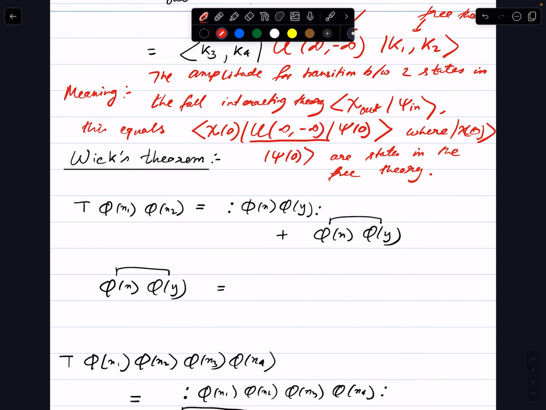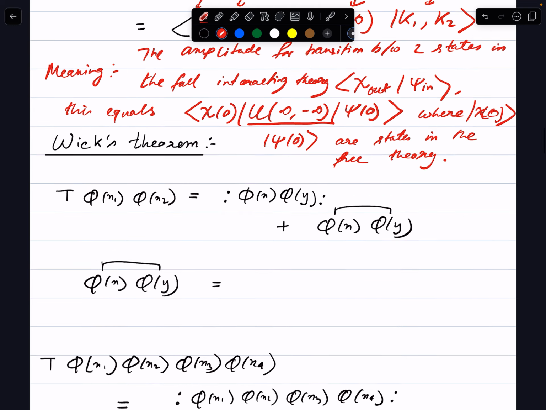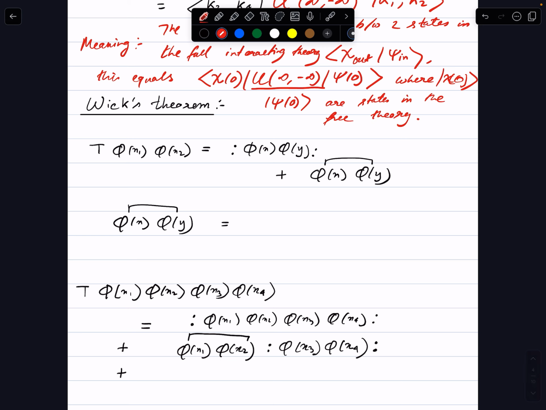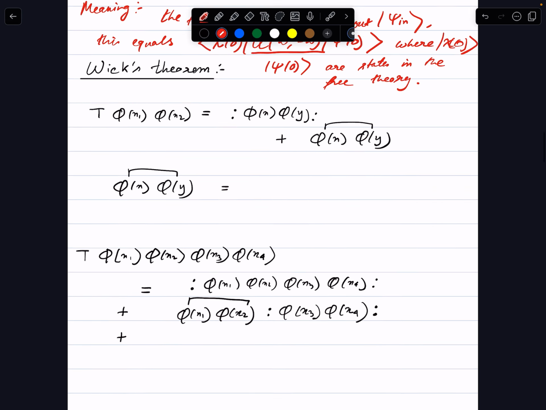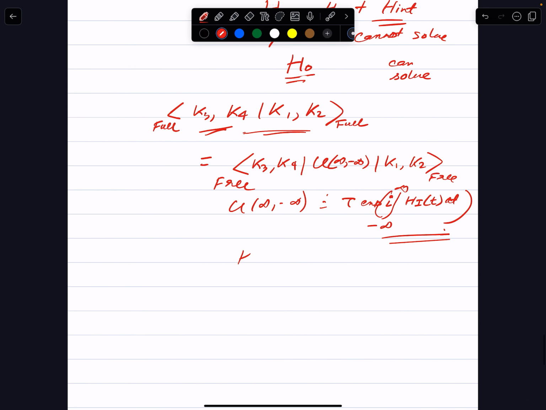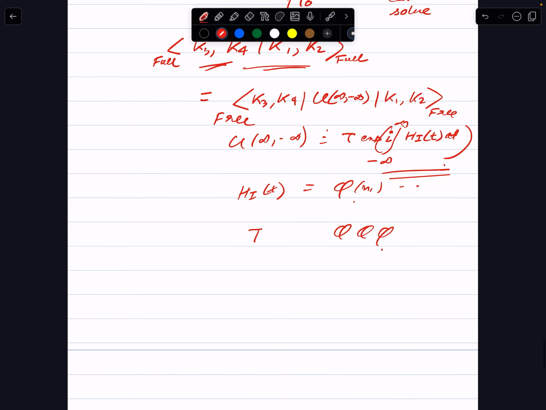Okay, so one last thing, at least one last thing we can do today is Wick's theorem. So you see that we have to calculate this U(infinity, minus infinity), which is something like this, and this Hamiltonian of course will be written in terms of fields, some phi(x) whatever, and then I will have to time order something that is a product of fields.